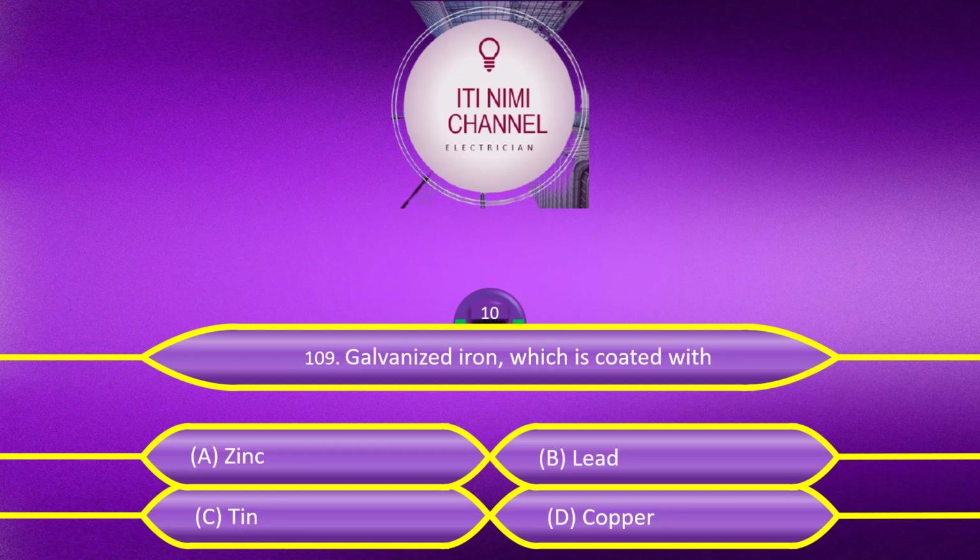Galvanized iron is coated with option A, zinc, option B, lead, option C, tin, option D, copper. The answer is option A, zinc.